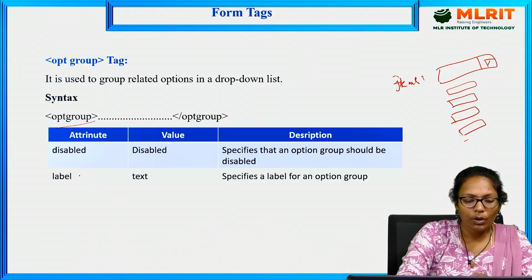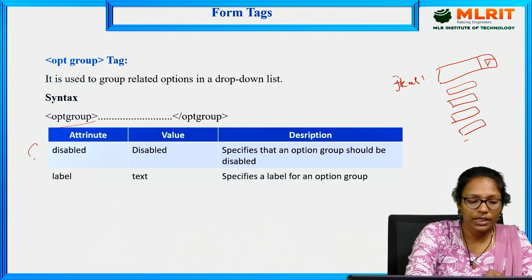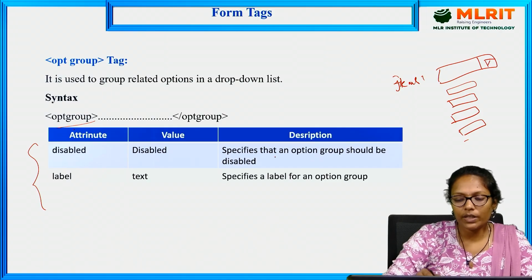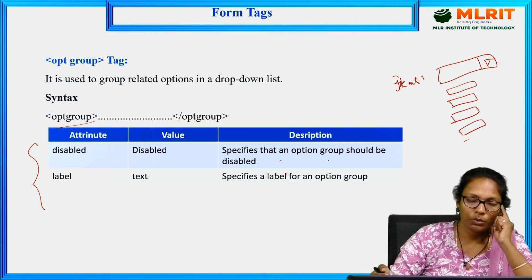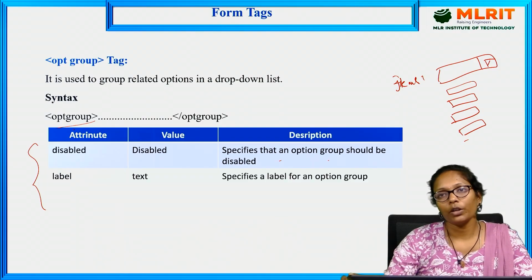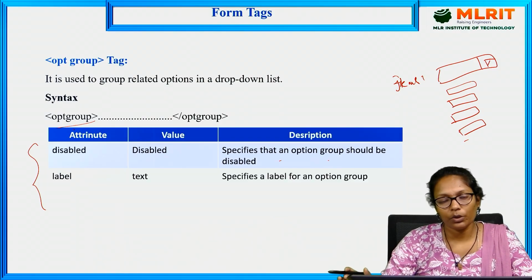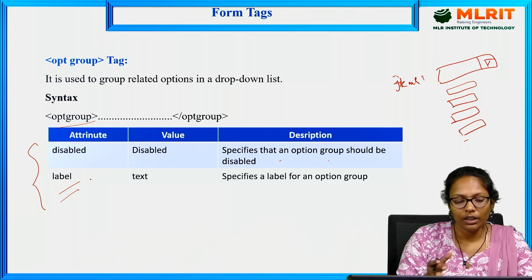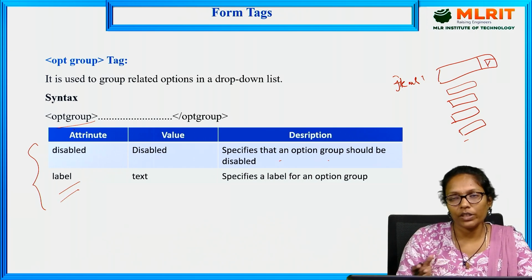Now for opt group also, you're again using two attributes. One specifies that an option group should be disabled. Same thing: if you want to disable a particular option group, you can disable it. And you can also give the label, the text associated with that option group, whether it is for fruits, grocery, dals, or pulses.